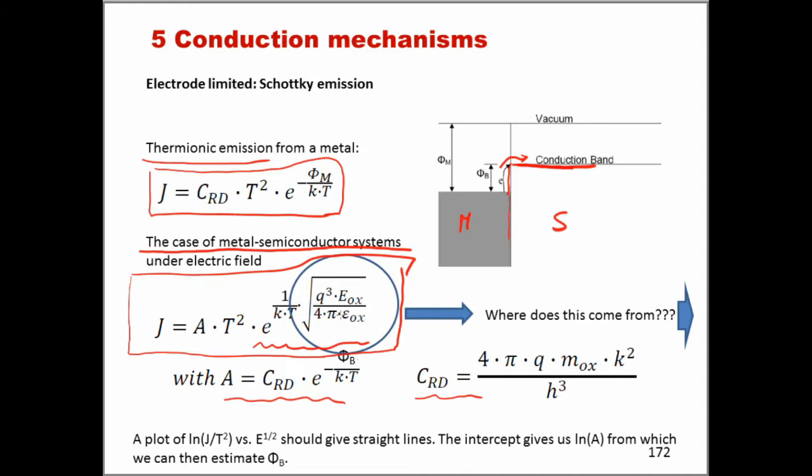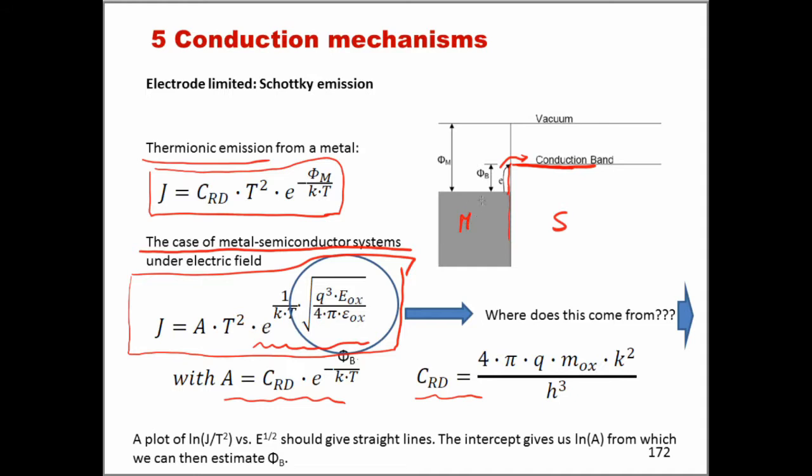So what this term is telling us is that if we increase the electric field, this current is effectively increasing exponentially. That's what it is telling us. But still, it retains also a strong temperature dependence.